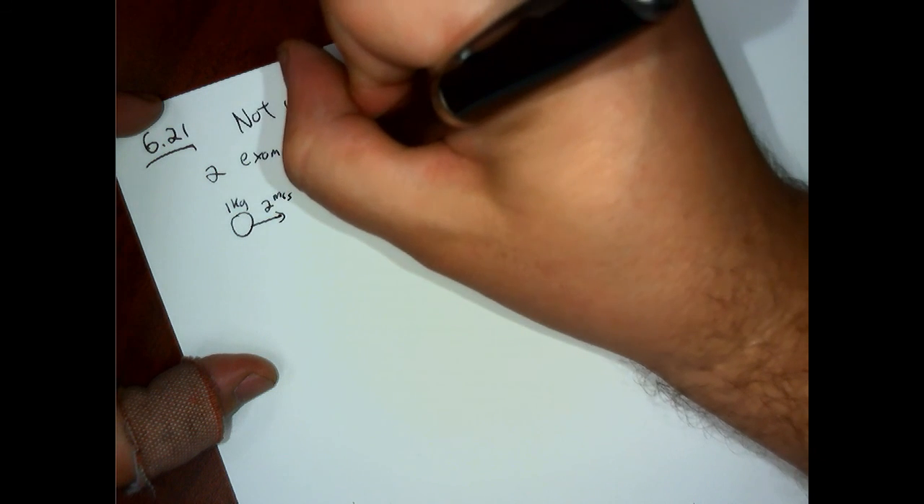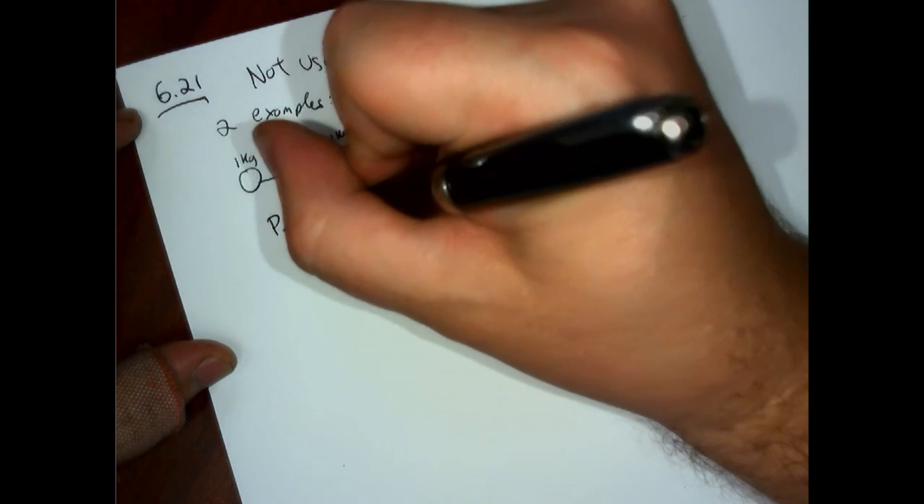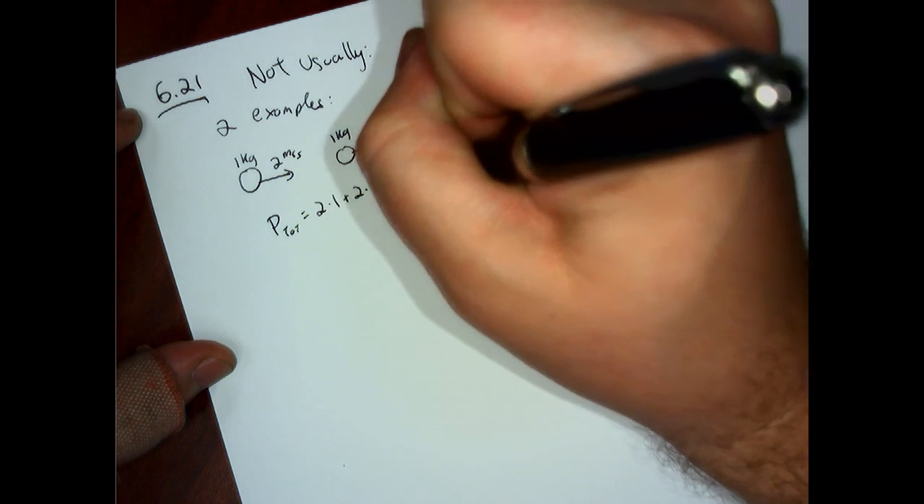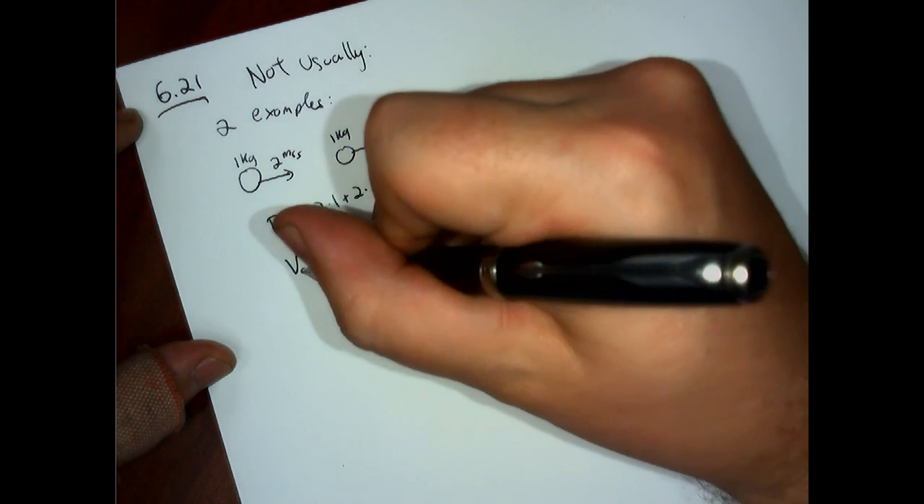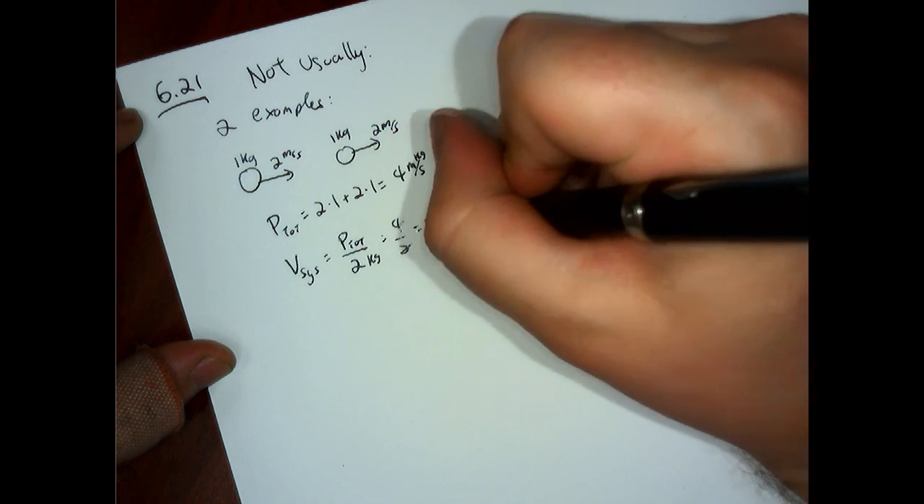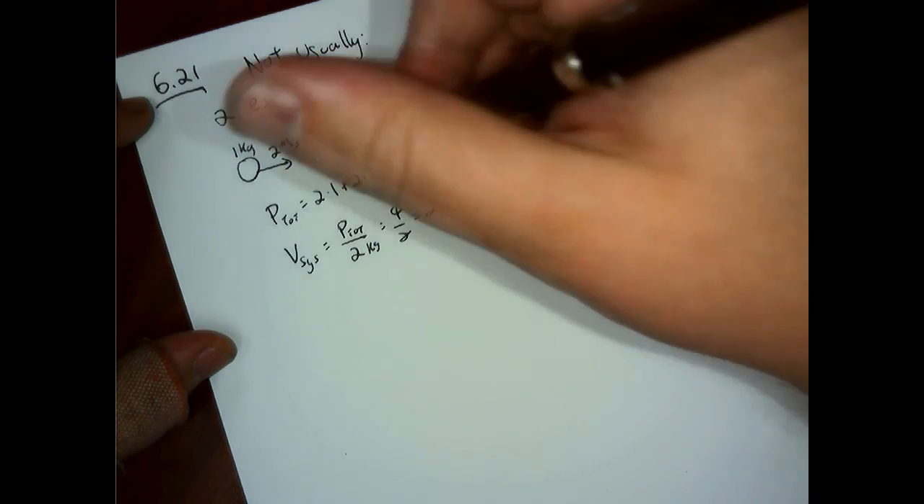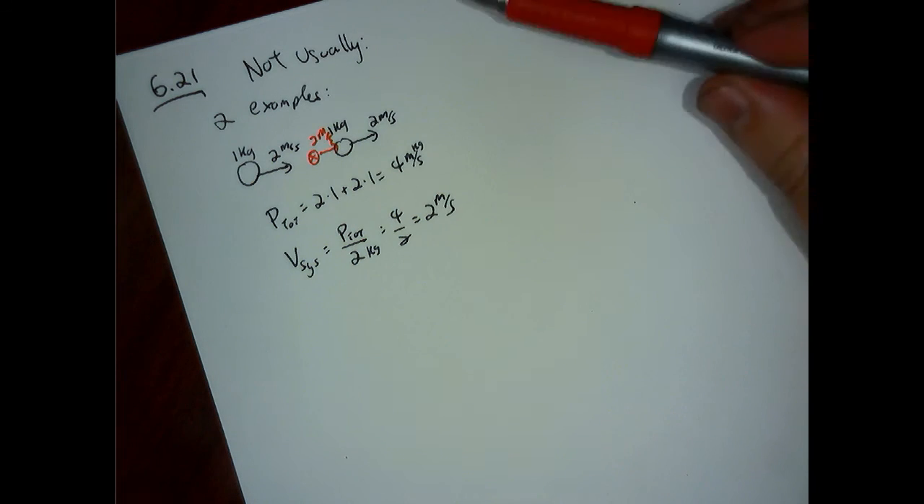Let's consider an example here. Two examples. 1 kilogram moves at 2 meters per second. And this one is also 1 kilogram, and it moves 2 meters per second. Okay? The total momentum of the system is going to be 2 times 1 plus 2 times 1, so that is 4 kilogram meters per second. And so the velocity of the system is going to be P total divided by the total mass. So it's going to be 4 divided by 2, which is 2 meters per second. Okay? So that means that the center of mass of the system is moving at 2 meters per second. Not surprising at all, given that they're both moving at the same speed.